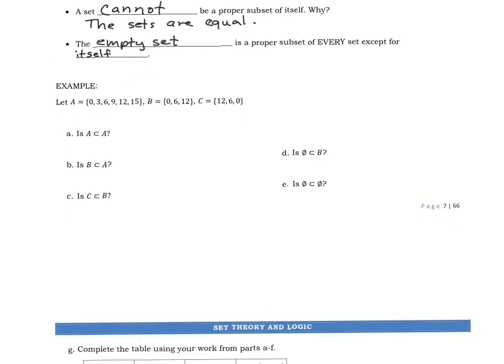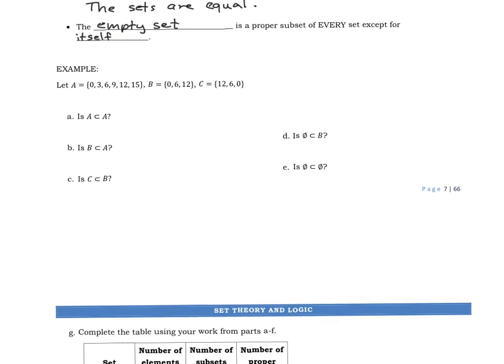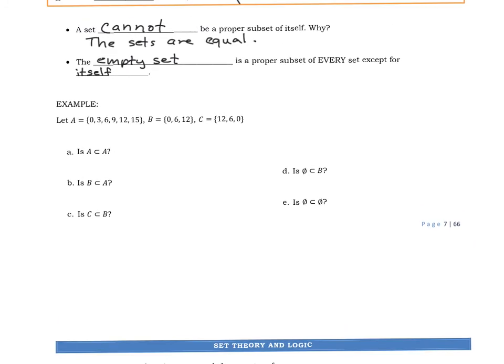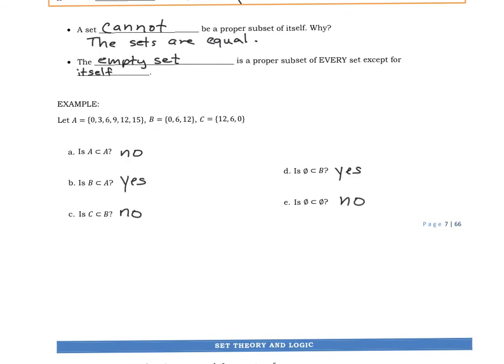So let's pause this video, and I want you to try the following examples here, and let's see how you do. Okay, so A cannot be a proper subset of itself. We already have that established. B, however, is a proper subset of A because it's a subset and they're not equal. So C and B are equal, so C cannot be a proper subset of B. Empty set is a subset of every set except for itself, so that's a yes on D. And since empty set can't be a subset of itself, that's a no for E.